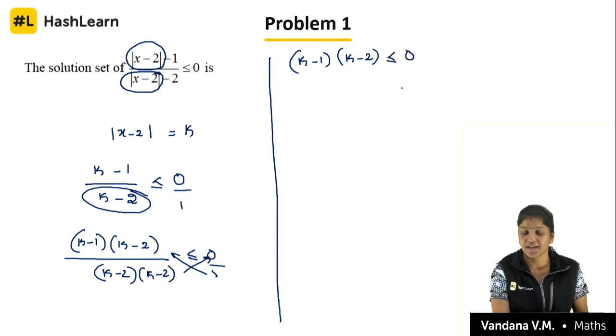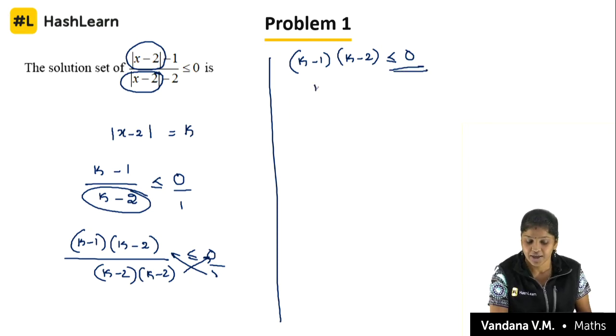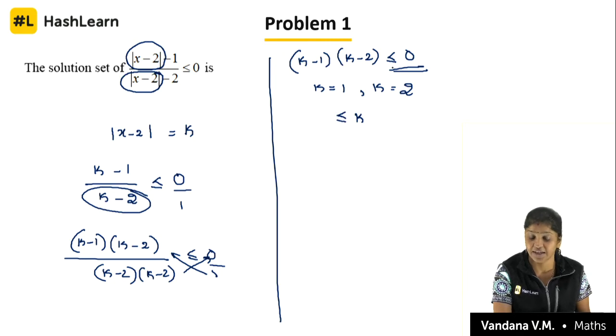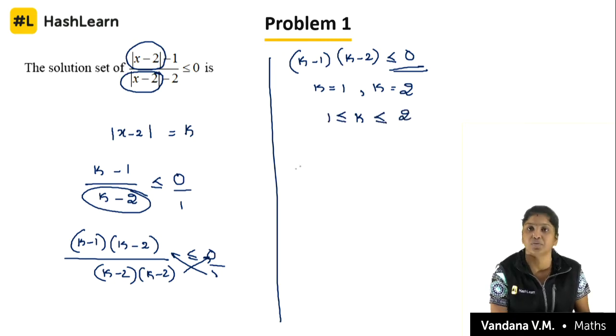Clear? So, less than or equal to 0 means the product is negative, so one may be positive and one may be negative; that we cannot say here. So if you expand this side, with the symbol less than 0, how will you write this? The k value here I will get 1, and the k value here I will get 2. So the k value lies between 1 and 2, with less than or equal to. So it is 1 less than or equal to k less than or equal to 2.